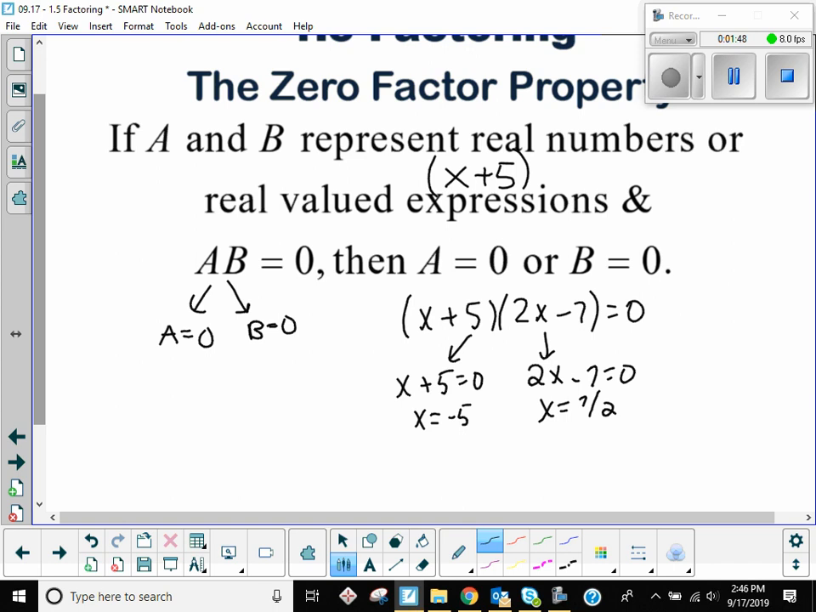So I would have two solutions to a quadratic, just like yesterday, but now we're just doing different methods. And so this is the zero factor property that says we can do that. You're solving for x by setting it in factored form. And the reason why we call this factored form is because factors are things that are being multiplied. So we have x plus 5 is one factor times, right, they're being multiplied, 2x minus 7, which is another factor. So that's why it's called factored form.